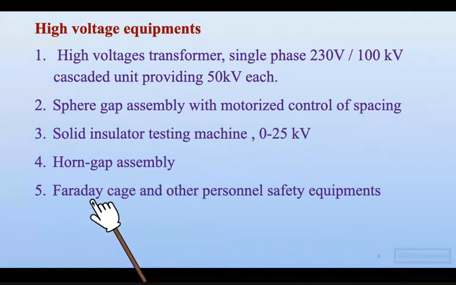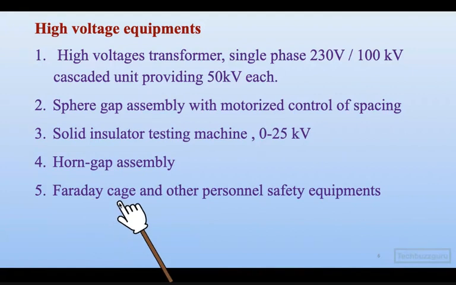And then we have the Faraday cage, as I mentioned, for safety, and other personal equipment like rubber gloves, rubber mat, and safety signboards are placed at places where, when an unknown person enters the lab, he must know that testing is in progress. Warning signboards are also a part of safety equipment, not exactly equipment, but a safety procedure you may consider. Okay, so these are the various high voltage equipments.